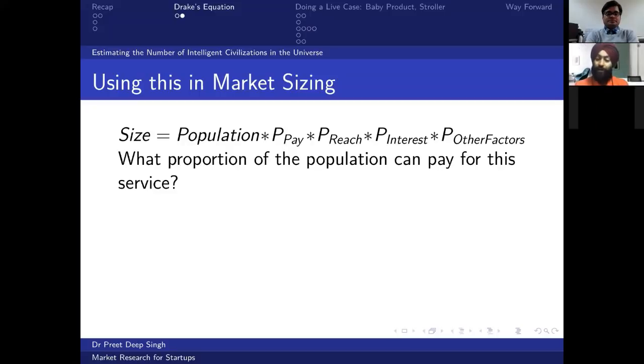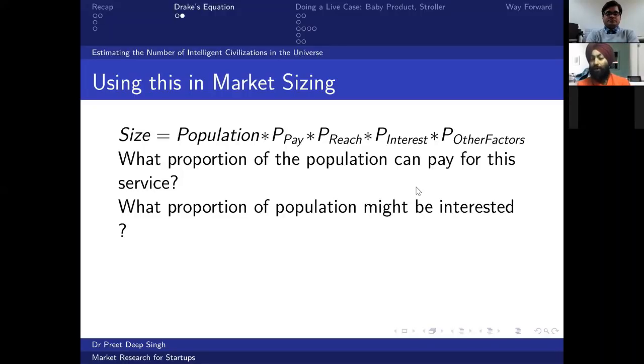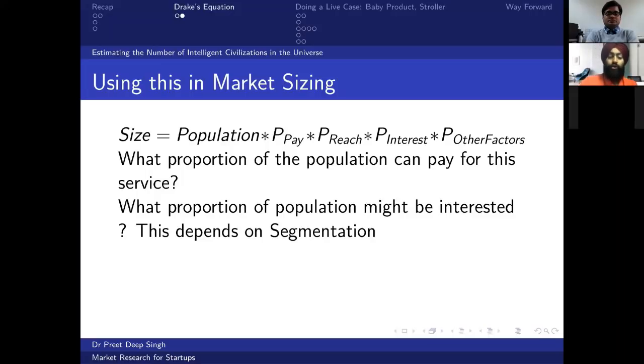My commerce friends or friends who studied economics in class 11, 12 understand that other factors can change a lot. So for other factors, you can have trends, you can have interest, you can have loyalty, a lot of things like that, right? As I mentioned, just one or two important points. The population that might be interested would also depend on your segmentation.